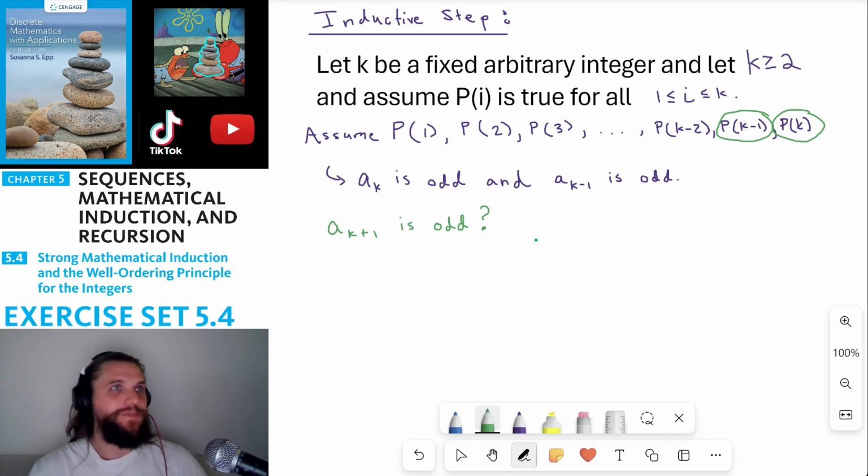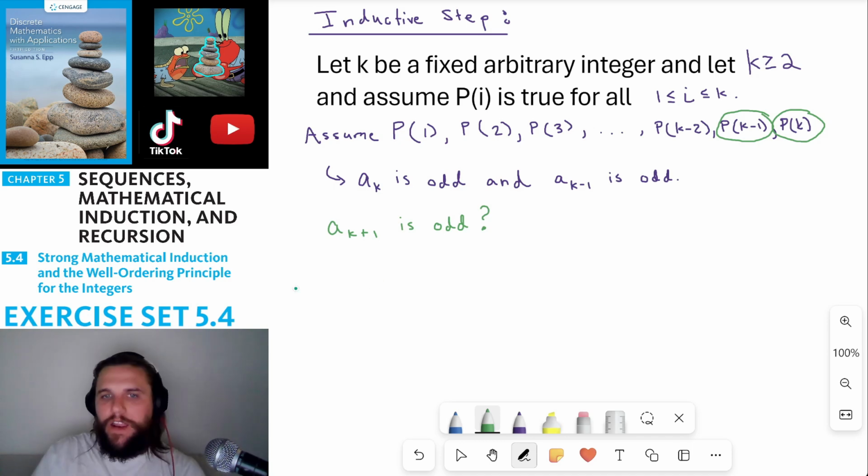Hopefully the answer is yes, because then that would mean P of k plus 1 is true, and that's a crucial thing we need in strong mathematical induction to prove that P of n is true for all n greater than or equal to 1. Now, what do we know about a sub k plus 1?